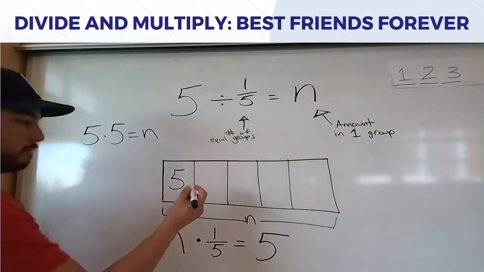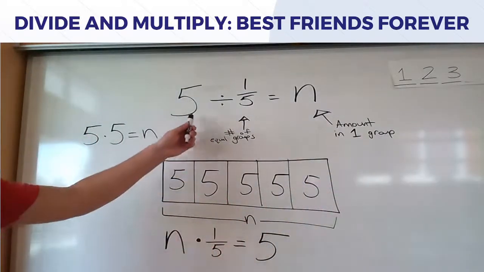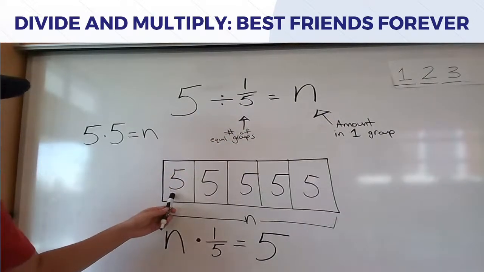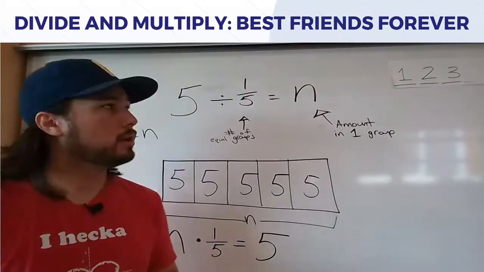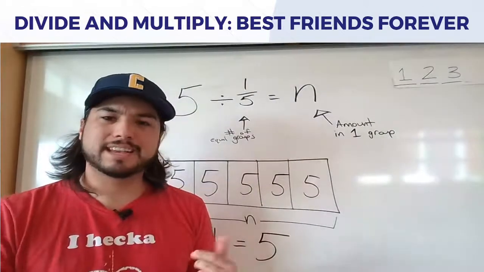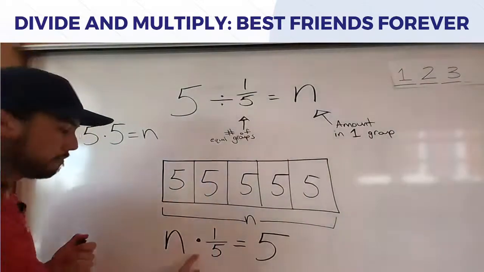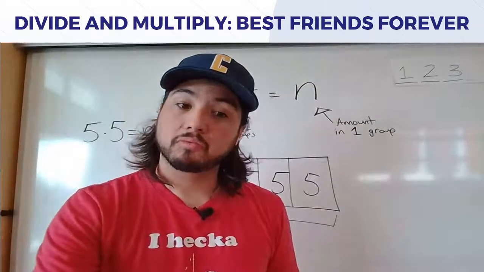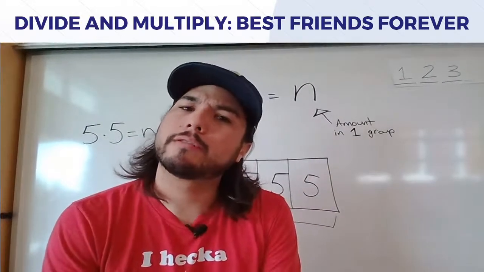right? 5 making 5 groups of 5 is the same thing as saying, well, if 5 divided by 1/5, or 5 is 1/5 of something, right? Same concept. So dividing by 1/5 and multiplying by 5 are, in essence, the same operation. You're doing the same thing, just like multiplying by 1/5 and dividing by 5 are essentially the same operation. Really interesting to point out there. I wonder if we'll use that going forward.